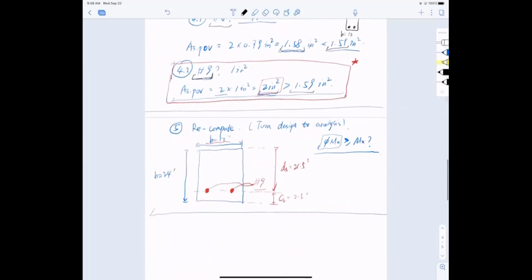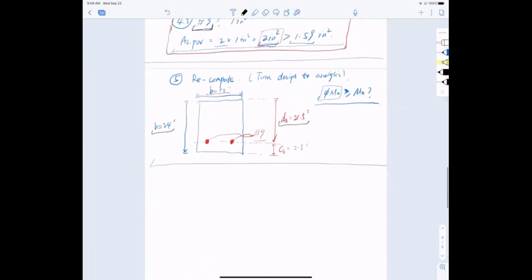So now I'm left with what? I'm left with a section that is known because I have a height, I have a width, I also have 2 number 9 bars, and I also have a location of the bars. What does it mean? It means that I'm dealing with an analysis problem. So now the design has been turned into analysis, meaning we have provided an initial preliminary design, right? So from this section, let's move forward.